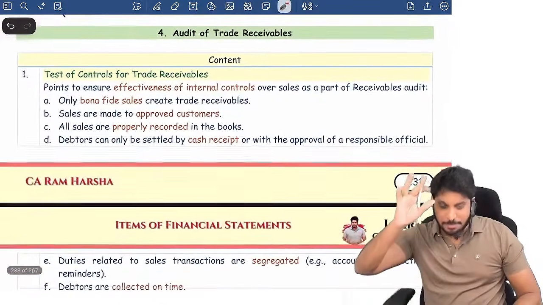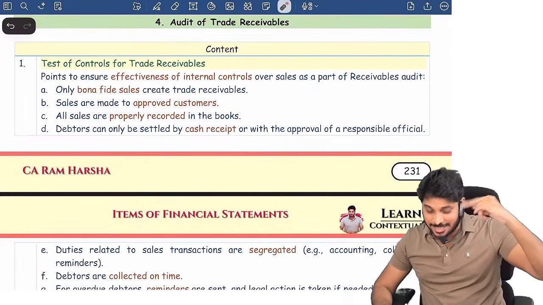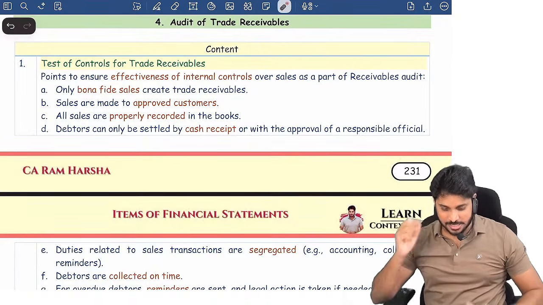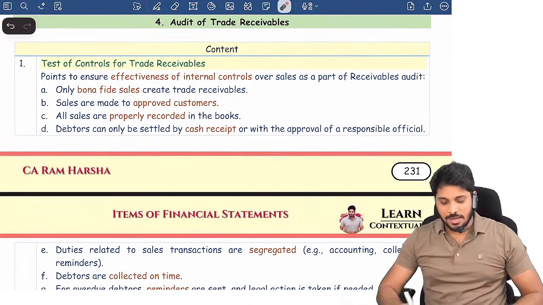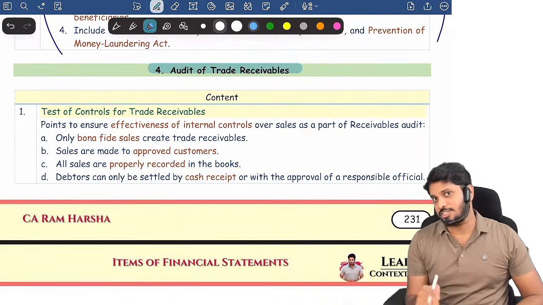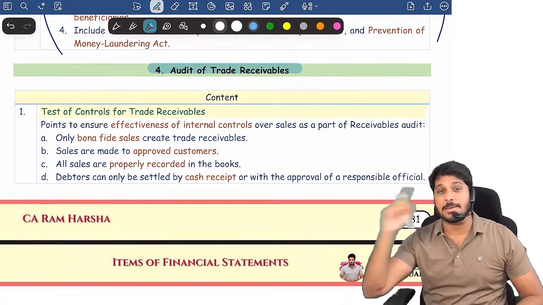Then the borrowings part is completed, and you see ARI we discussed already. That's the reason we are quickly finishing off the balance sheet items. Now next, trade receivable. Actually, we are supposed to discuss trade receivables immediately after sale. Technically speaking, we should discuss it immediately after sale.